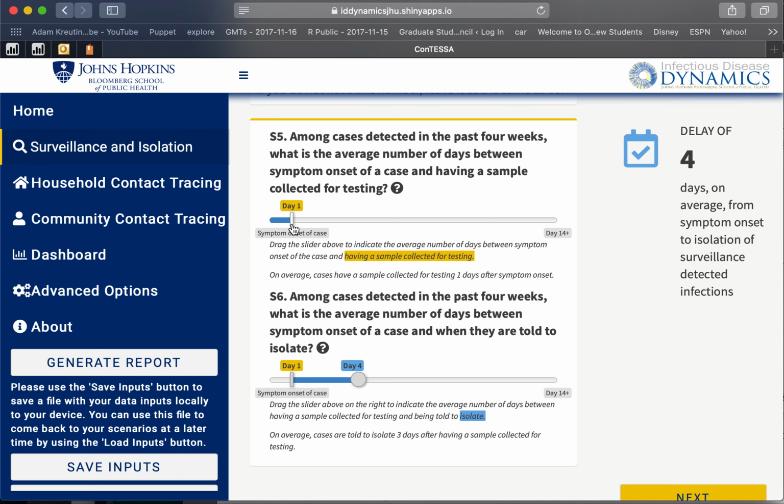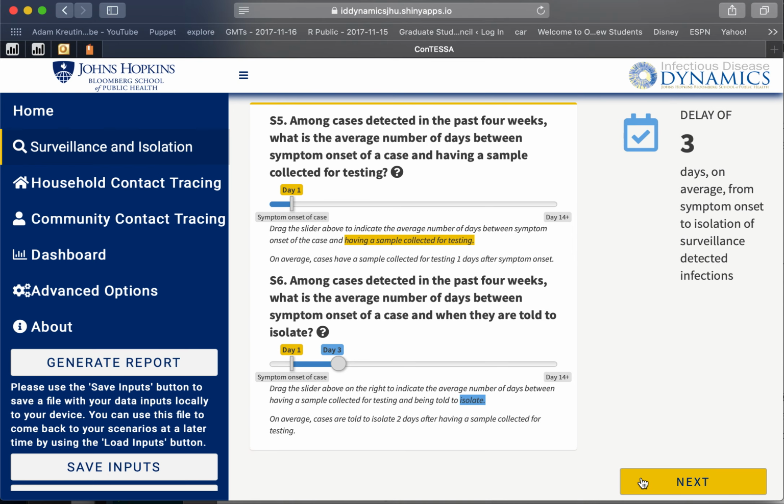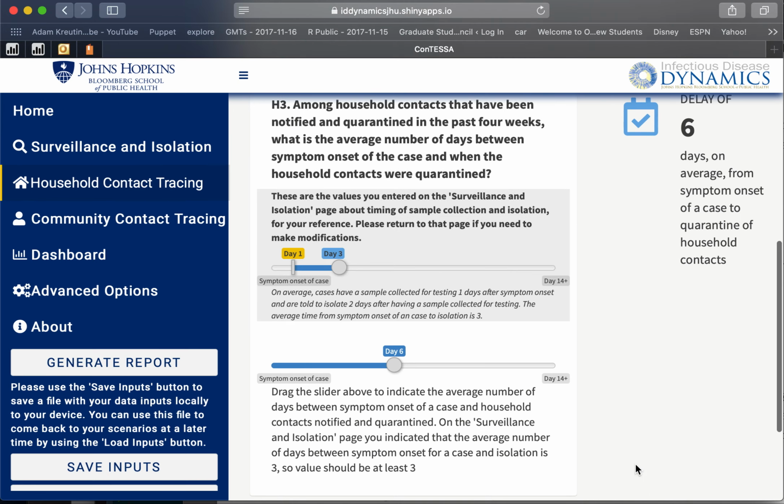Then the next question asks, what's the average number of days between symptom onset and when they're told to isolate? And so we're getting tests back on average within 2 days. And so by day 3 after their symptom onset, they are going into isolation. So here we've got day 0 is symptom onset, day 1 they're getting their test, and by day 3 they're isolated. All right, so that sums up what's going on with surveillance. Let's go on to the next page.